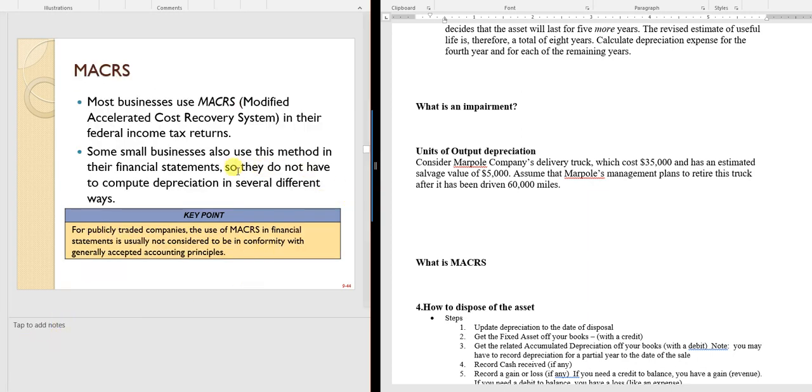MACRS, just know the term. MACRS is the term Modified Accelerated Cost Recovery System, which is what we use for income tax. And quite frankly, it's based on the declining balance method, either double declining balance or 150% declining balance.